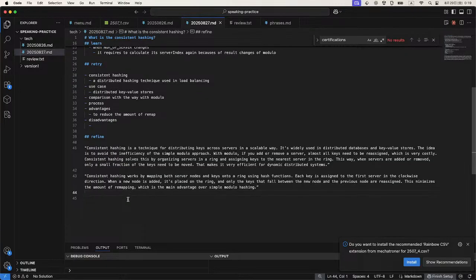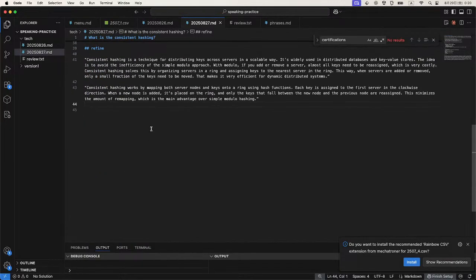Consistent hashing works by mapping both server nodes and keys onto a ring using hash functions. Each key is assigned to the first server in the clockwise direction. When a new node is added, it's placed on the ring, and only the keys that fall between the new node and the previous node are reassigned. This minimizes the amount of remapping, which is the main advantage over simple modular hashing.